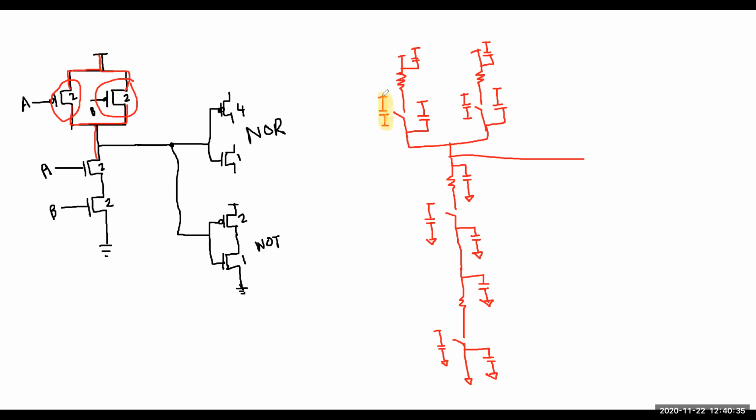This capacitor is the gate capacitor. They are not connected with our main circuit, with our point of output. This one is not connected. This one is not connected. This one is not connected. So they are actually connected with our previous circuit. Previous circuit means from where these A and B are coming.